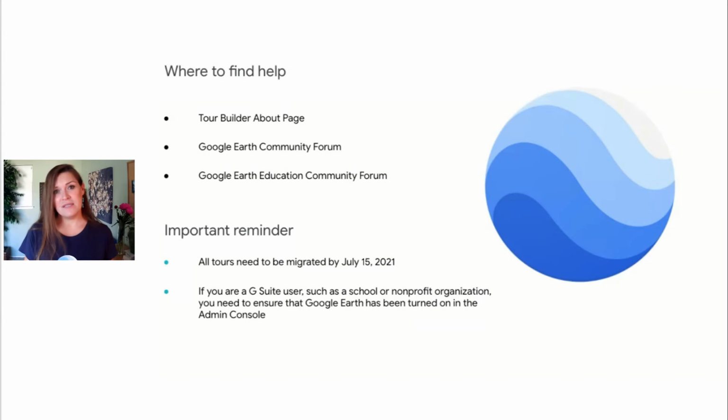And then last but not least, if you are in an organization, whether it's a school or a nonprofit, whatever it is, and you're utilizing G Suite, Google Earth has to be turned on in the admin console in order for your migrations to be successful. If Google Earth is not turned on in the admin console, meaning you don't have access to that service, you will get an error notification with your email. So if you end up getting an error notification, you might want to investigate your G Suite access first. And if not, please reach out to the community and we will help problem solve.